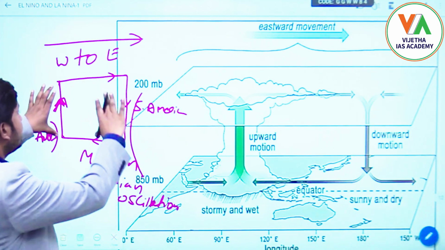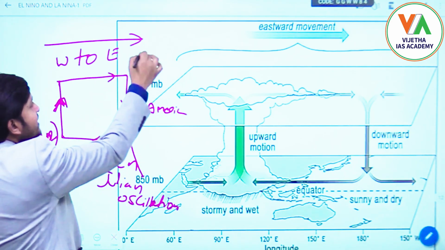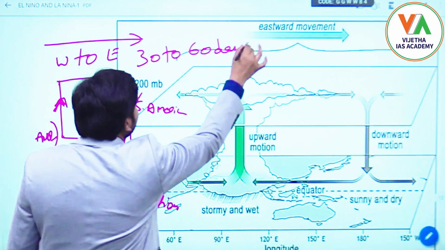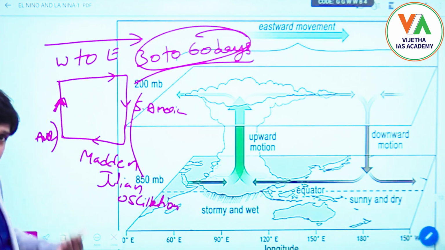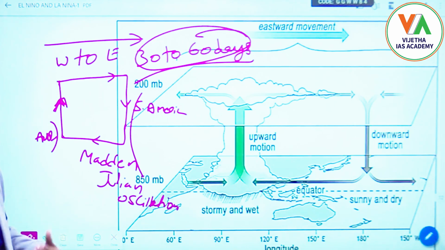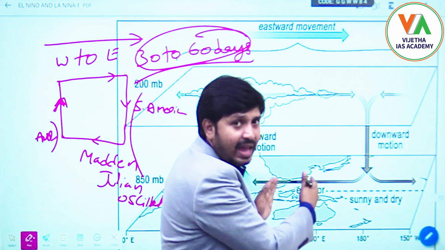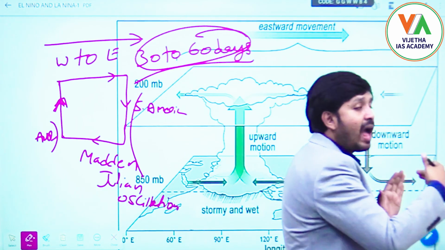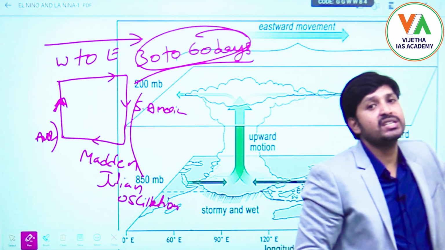This cycle will generally be seen for 30 to 60 days. Let us assume that right now it is near Australia and South America. After a few days, this cycle has shifted to somewhere near Africa. After a few days, it will be shifted towards India. After a few more days, it will shift towards Southeast Asia and then Australia once again.